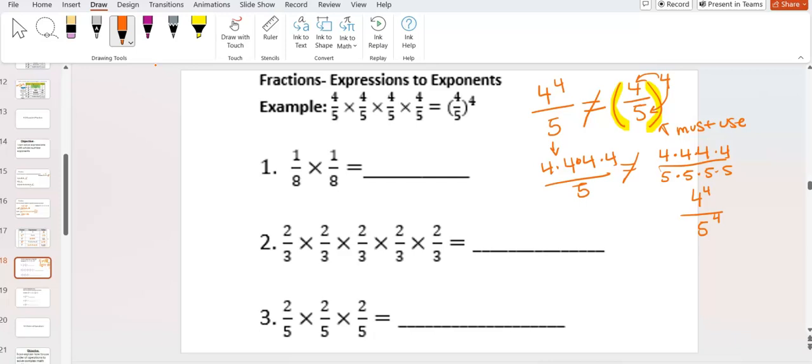Here I've got 1/8 times 1/8. That's going to be 1/8 squared, or to the power of 2. 1, 2, 3, 4, 5: 2/3 is going to be 2/3 to the 5th power. And here I've got three 2/5s. That's going to be 2/5 to the 3rd power. Okay, I would definitely pause and write this information down because that is a big difference, and it does not mean it's the same number if you do it the wrong way.